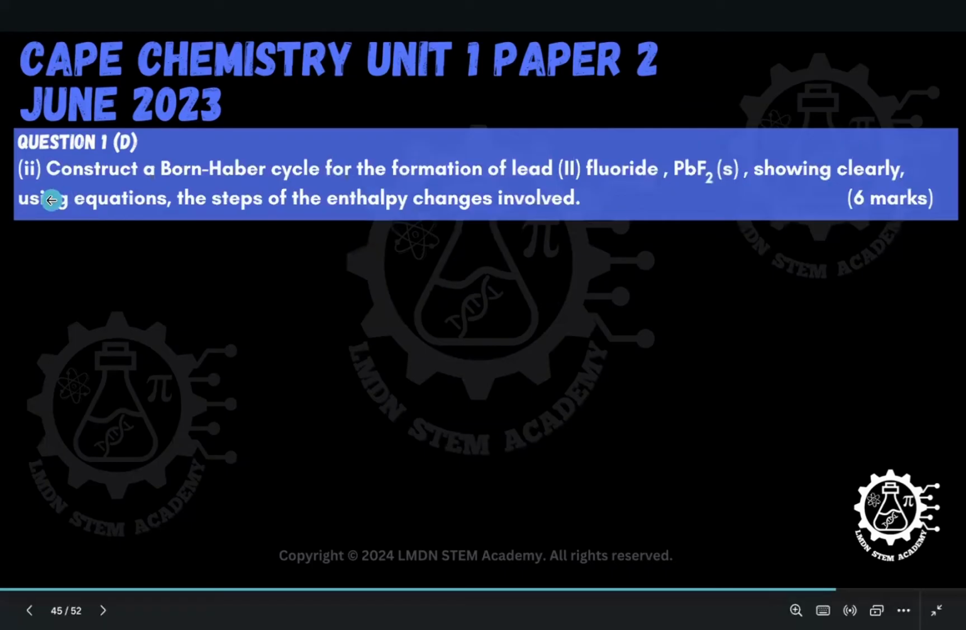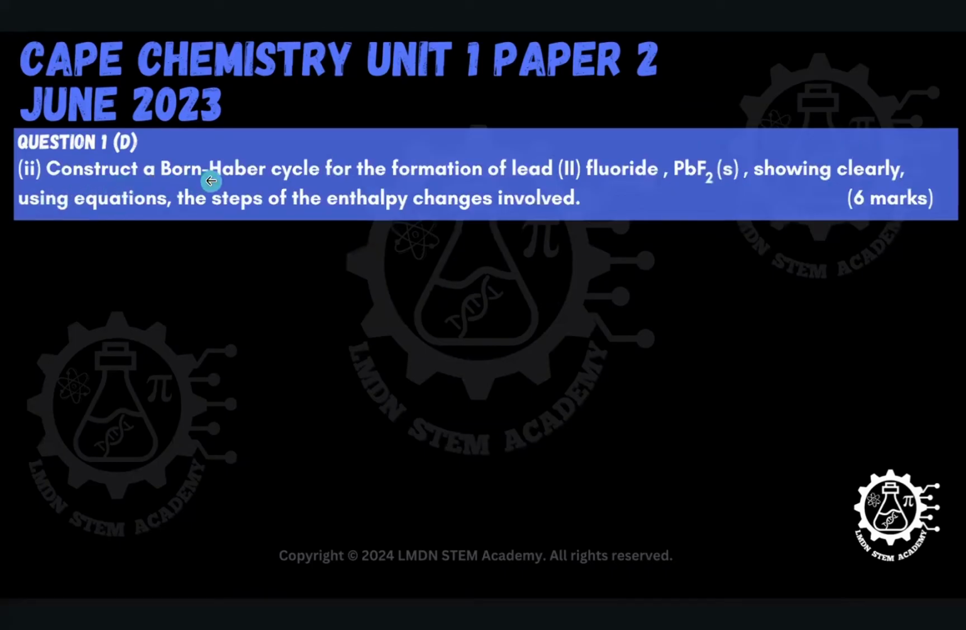So part 2 is now asking us to construct a Born-Haber cycle for the formation of lead-2 fluoride, PbF2 solid, showing clearly, using equations, the steps of the enthalpy changes involved. Okay? So what exactly is a Born-Haber cycle? A Born-Haber cycle is just an enthalpy cycle, right? And it includes a wide variety of enthalpy changes like lattice enthalpy, enthalpy of formation, atomization, ionization. So it involves a wide variety of enthalpy changes, and so we have to make sure that we capture that.